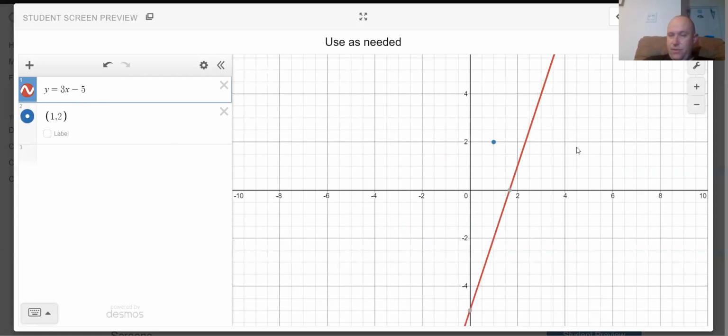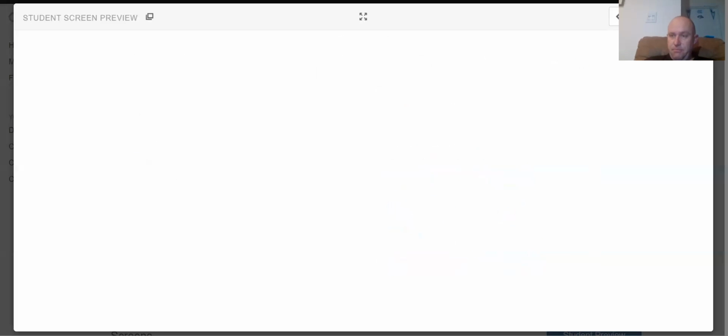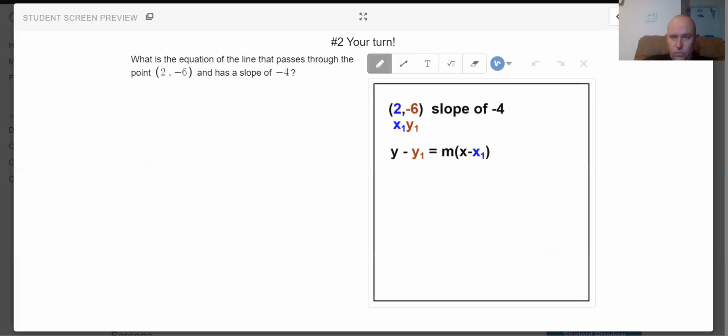From -5, you can see that that line does not go through that point. If I change it to -1, we can see now that it goes through this point. But also importantly, notice the slope here. The number in front of the x is 3. And the question says it has to have a slope of 3. So I've checked the 2 things. I've checked the slope is correct and I've checked that it passes through that point there. So good little way of checking your answers if you're doing questions.